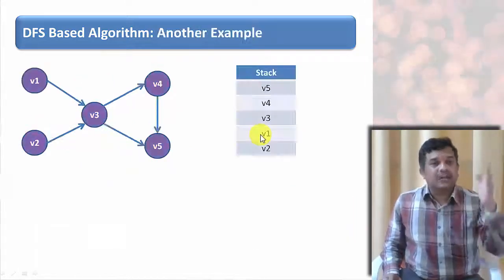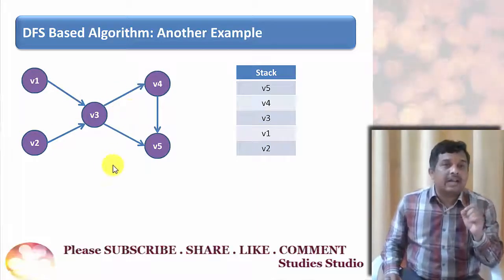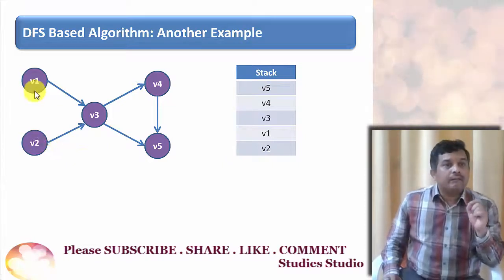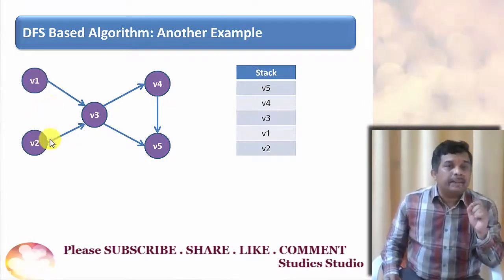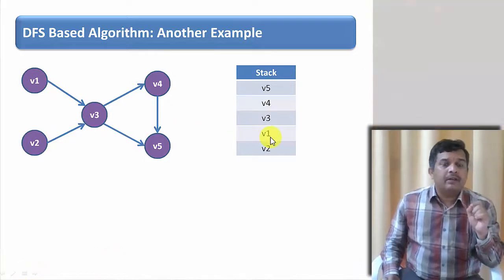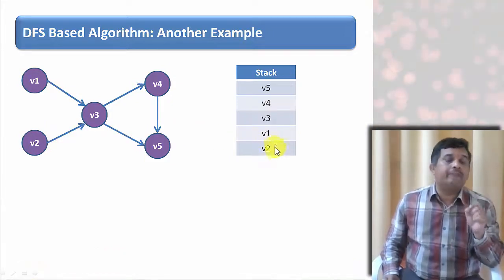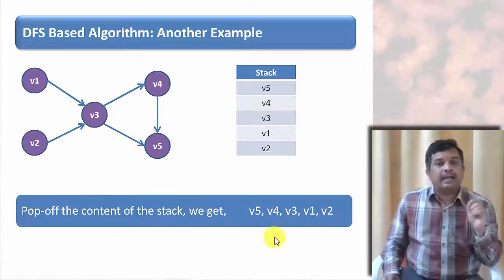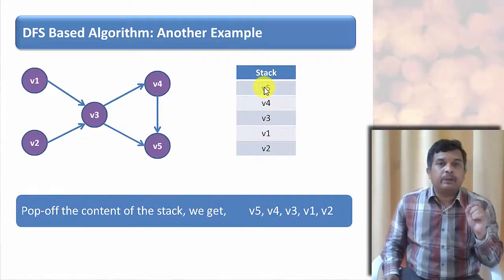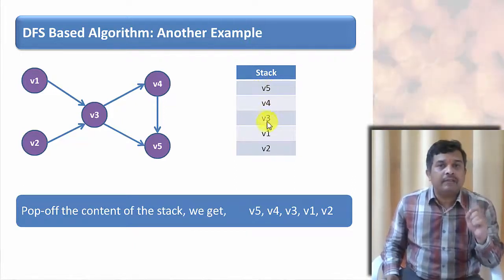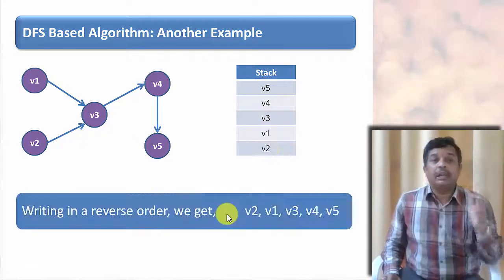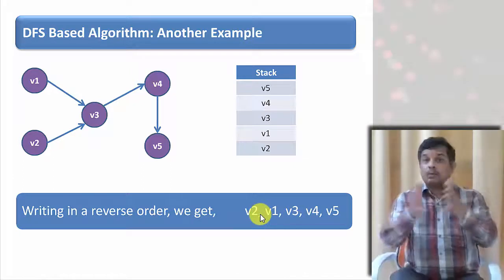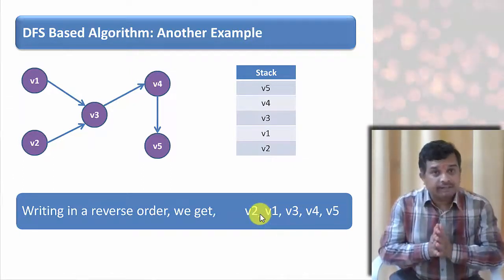Isn't it simple? Let us try one more example. Let us say this is the graph given and the stack is filled in this way. Because V1 and V2 are independent of one another, we can write V1 then V2 or V2 then V1. It will not affect anything. If we pop the stack, V5 is popped first because it is on top of the stack, then V4, V3, V1 and V2. Written in the reverse order: V2, V1, V3, V4 and V5. This is the topological sorting based on depth first search.